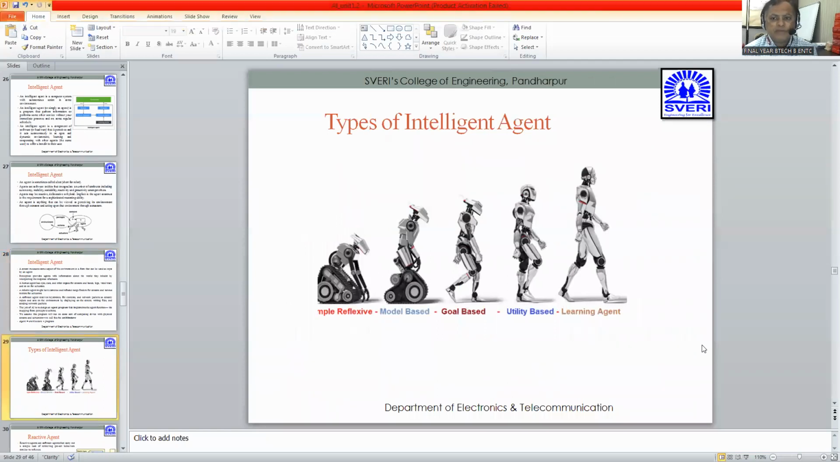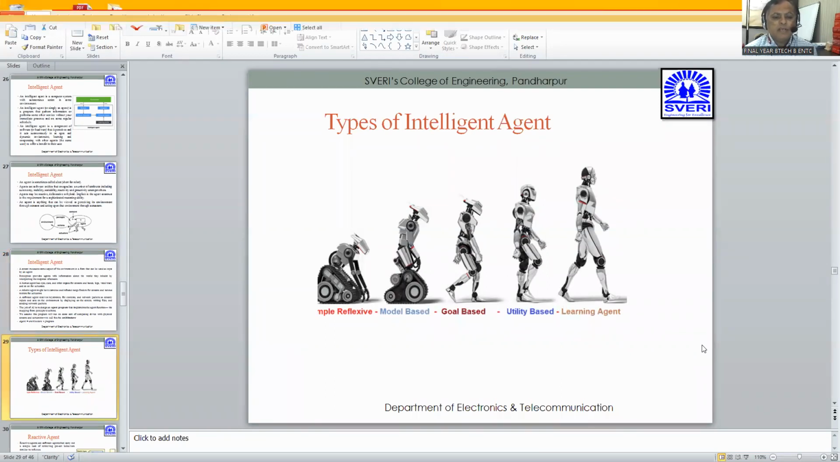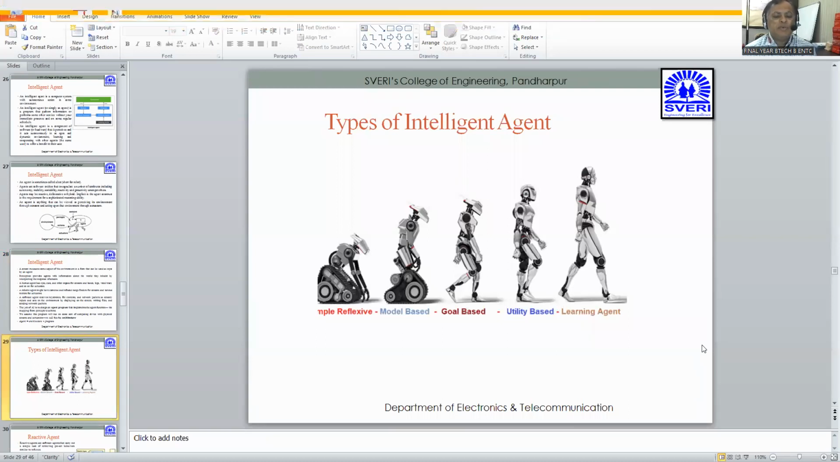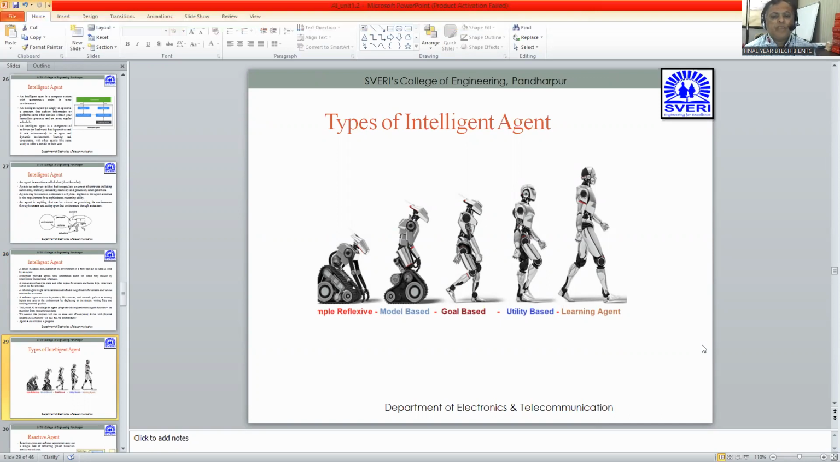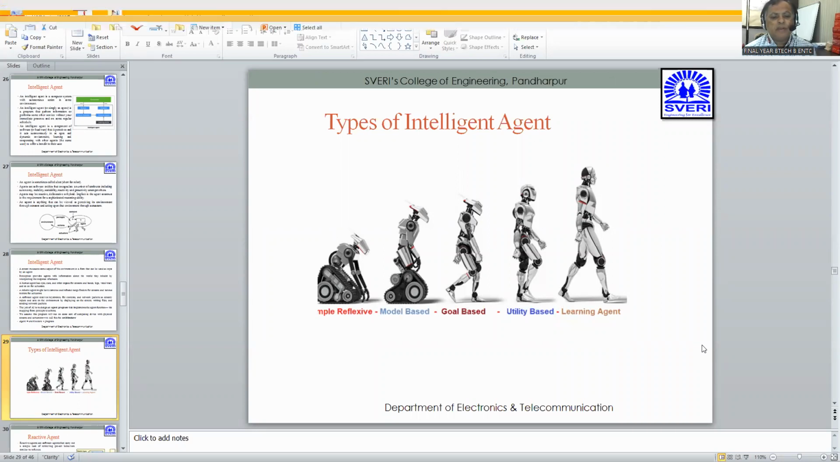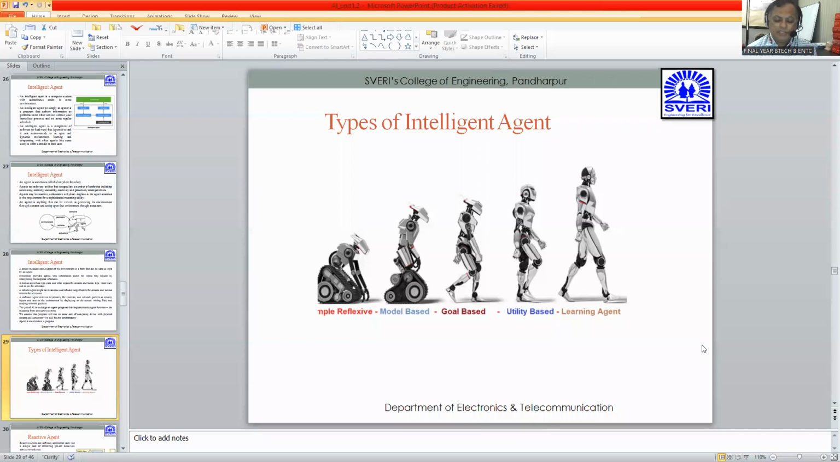These are the types of intelligent agent we have seen. A simple reflexive or reactive type of intelligent agent comes first. Then there was progress to the model based agent, then again some improvement: goal based intelligent agents were designed, then utility based, and then the recent one, like the Sophia robot, an advanced robot. These are learning agents, learning intelligent robots. They learn through experiences and through their mistakes, and now they are very perfect, trying to imitate or mimic human behavior. So this is the progress from a simple reflexive intelligent agent to a learning agent.